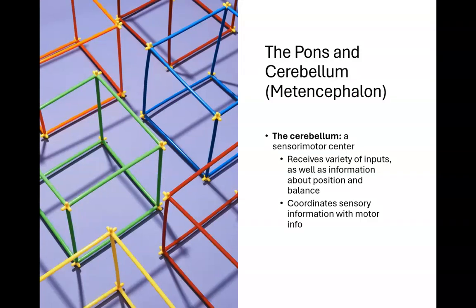Additionally, we have the cerebellum. The cerebellum is a sensory motor center. It takes information from our senses and helps us with our motor movements to navigate a variety of different environments. So the cerebellum receives a variety of different inputs from our senses, as well as information about our current position in space, where other people are in space, and how our balance is currently doing. The reason for that is to help us navigate different sensory environments. And it's going to coordinate this sensory information with the motor information that it receives.